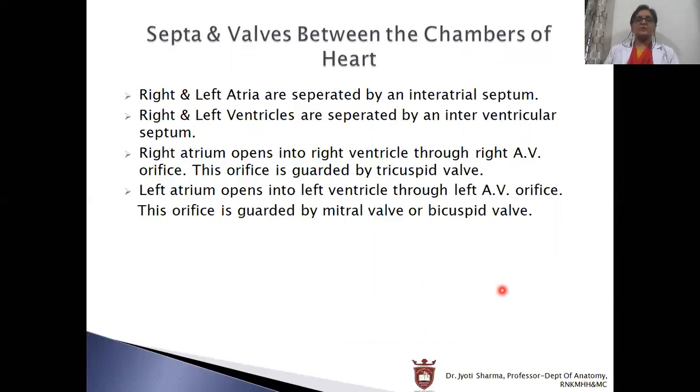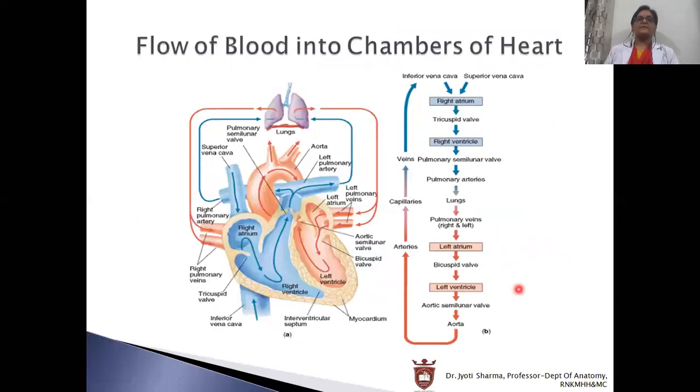The left atrium opens into the left ventricle through the atrioventricular orifice of the left side. This orifice is guarded by the mitral valve, or the bicuspid valve. Now we see the flow of blood into the chambers of the heart.